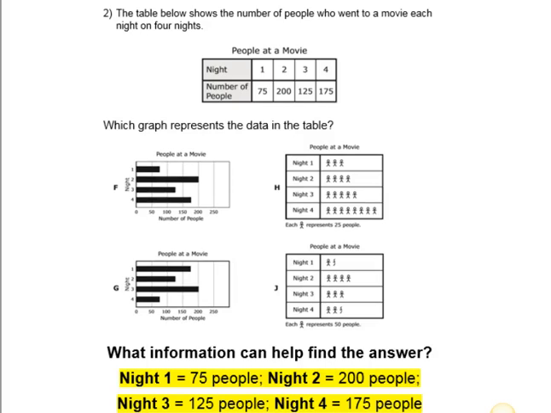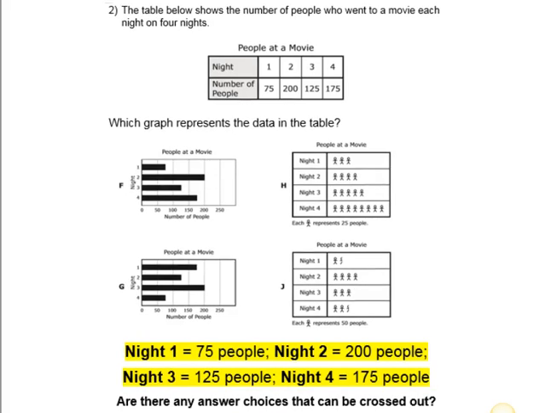What information do we need to find the answer? We need the data that we already went over concerning the people who went to the movies. For that first night, 75 people went. Second night, 200 people. Third night, 125 people. Fourth night, 175 people. Based on this information, are there any answer choices we can cross out?